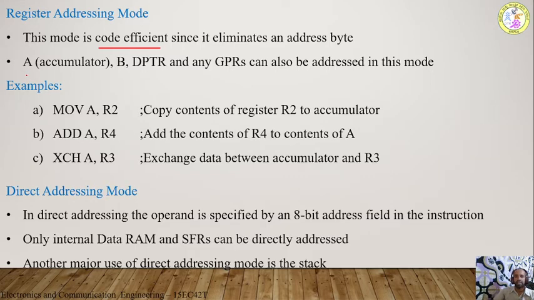A register, or it is called the accumulator register, register B, DPTR, and any general purpose register. GPR means general purpose registers can also be addressed in this mode. A register, B, DPTR or any general purpose register can be used.